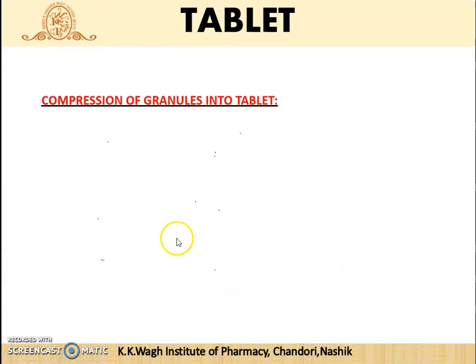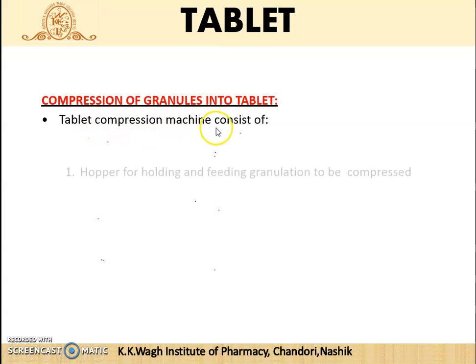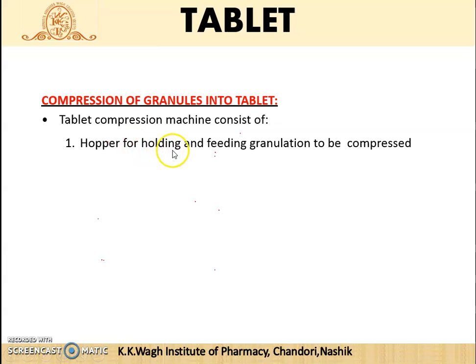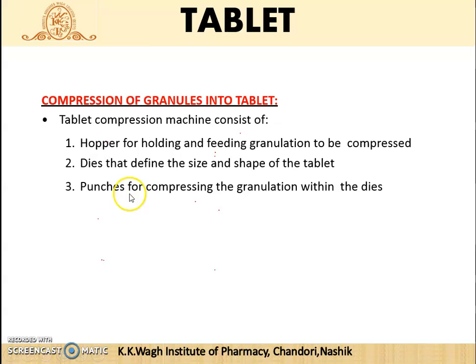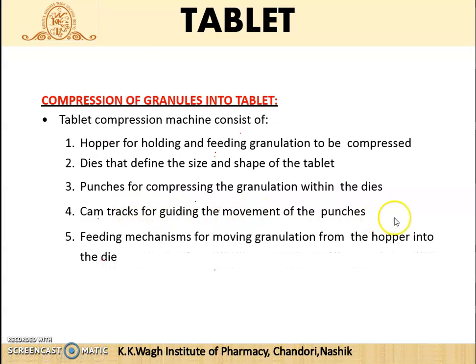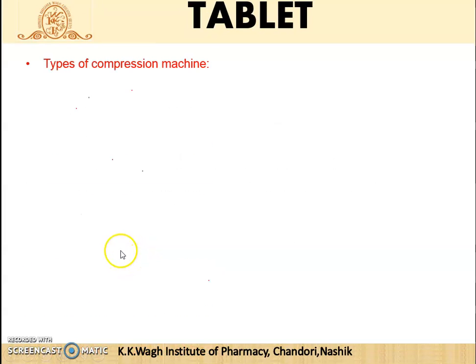Then next one is the compression of the granules into the tablets. The tablet compression machine consists of a hopper for holding and feeding the granulation into the compressor. Then second, the die that defines the size and shape of the tablet. Then punches for the compression of the granulation within the dies. Then cam tracks for guiding the movement of the punches. Then second last, feeding mechanism for moving the granulation from the hopper into the die. And last one is the tablet ejector.